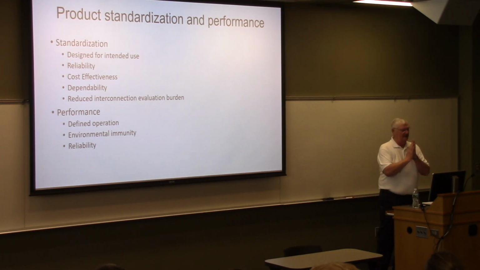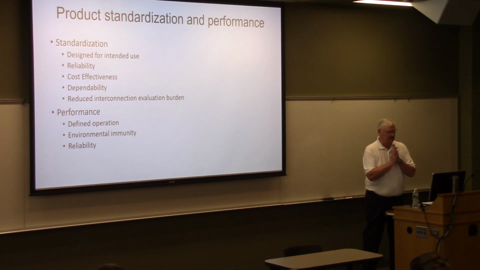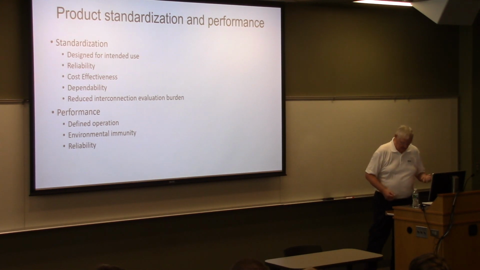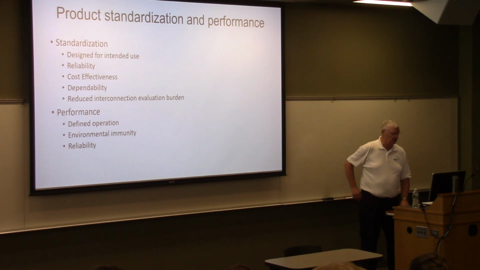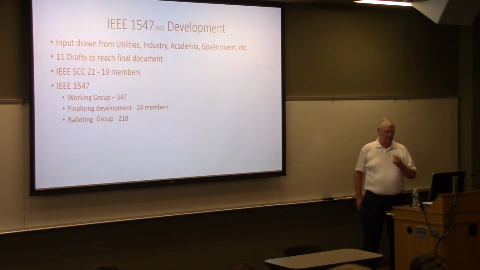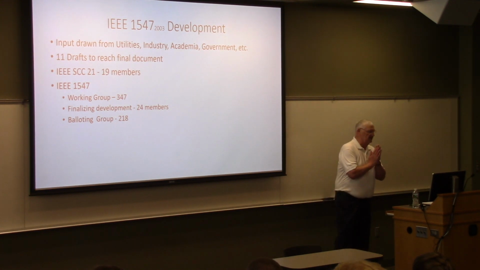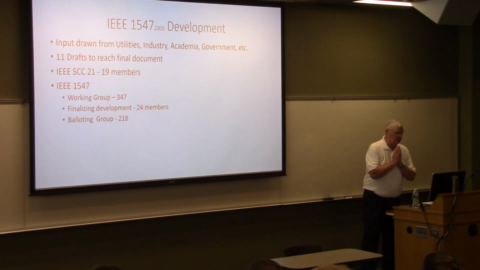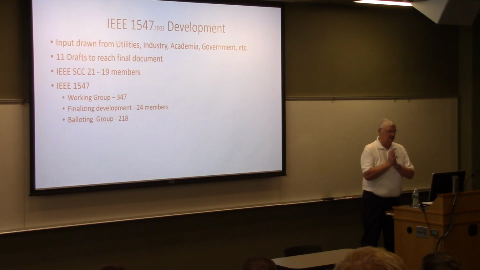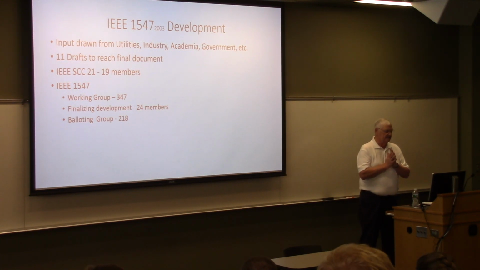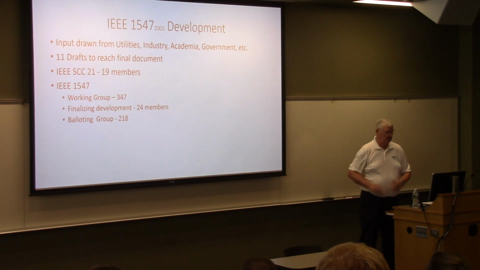There is a need for standardization of products. There are international standards that govern how you design a product, what makes that product safe, what makes it cost effective, what are your production capabilities, what is your production process. All these things have to be looked at. And they all start with looking at standards. Now, initially, the standard that we developed was 1547, and it had input, as I said before, from utility, industry, academia, and governments. There were 11 drafts to reach the final document on the initial unit.